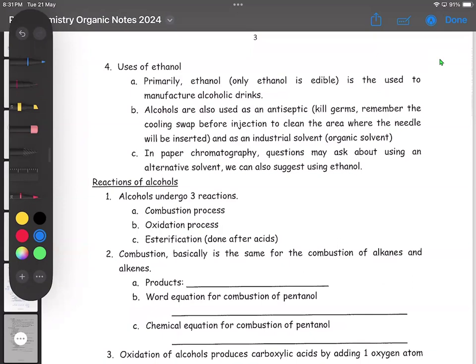So primarily alcoholic drinks, number one. Number two, as an antiseptic. And sometimes it's also used as an industrial solvent. And in the same concept of solvents, in paper chromatography, we also state ethanol as an alternative solvent in place of water. Okay, so I'm just briefly brushing through it. Nothing much here.